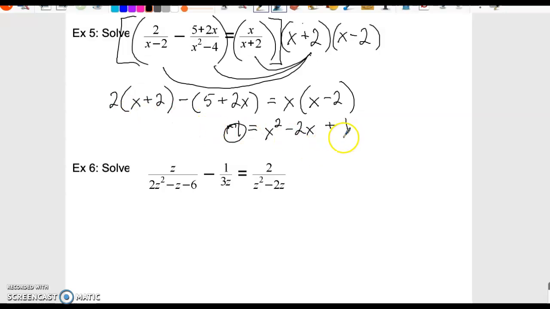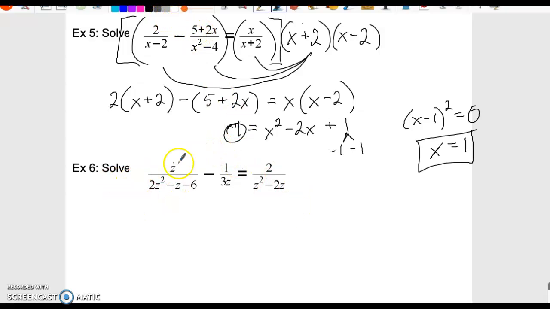And now this is definitely factorable. Factors of 1 that add to be -2 would be -1 and -1. So technically it factors to be x minus 1 squared, which means x equals 1. And as I go back to check my work, we don't have any domain issues. All of these x's could be 1. So we should be good. Should have the right answer. And you can check it using a graphing calculator.